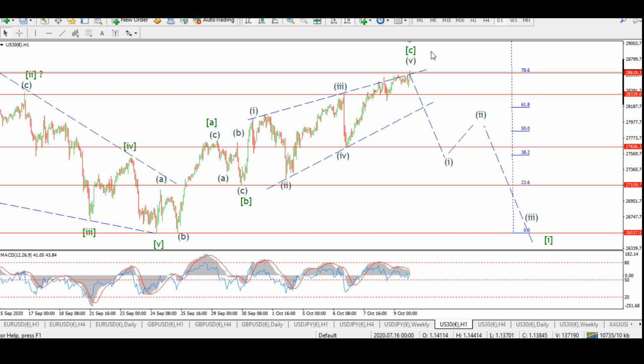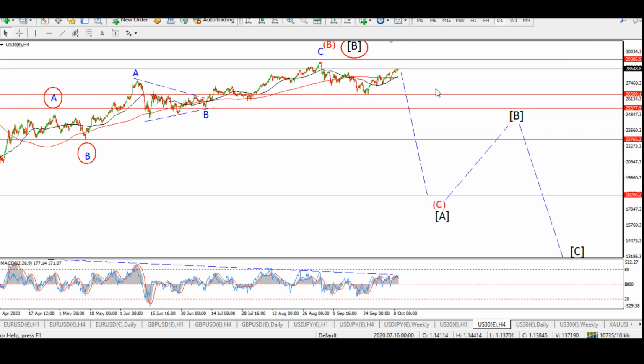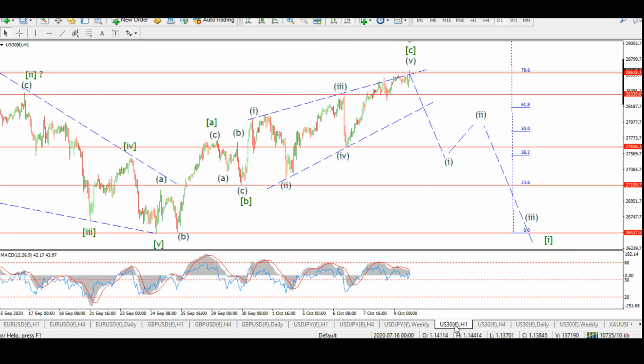So it would be a series of 1, 2, and 3 impulse waves to the upside. And if it's a series of 3 impulse waves to the upside, that should lead to a pretty serious rally, dead ahead in a third wave, and that third wave would carry us well above the 30,000 level, and hence the reason I am disbelieving.